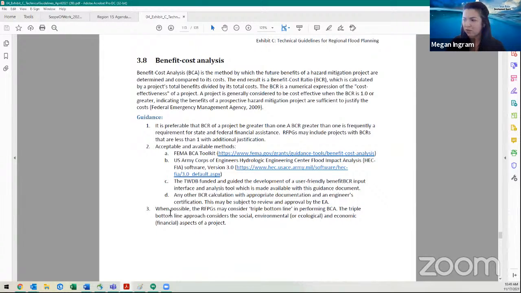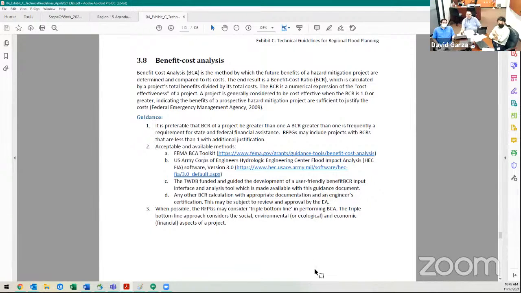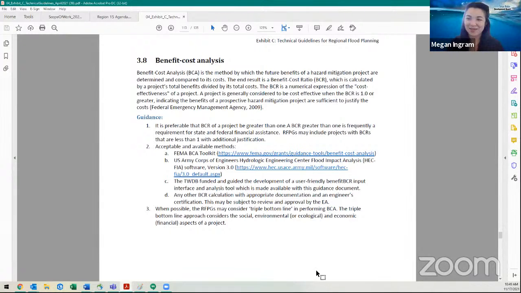And then I actually don't know much about this last line. I could find out, but I just wanted to show here that the RFPGs may consider the triple bottom line. I'm sure many of you may be more familiar with that than I am. But in performing the benefit cost analysis, the triple bottom line approach considers social, environmental, and economic financial aspects of a project. So I just felt like that belonged here. I'm happy to take any questions y'all have about it, but this is from our guidance, so I wanted to raise it here. Well, and that was presented at the conference. That's why I came up with it. I didn't dream of those things. Right. I was listening that day.